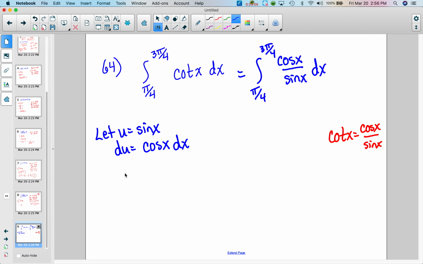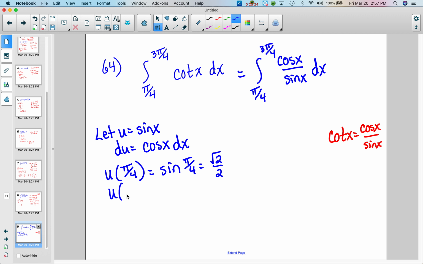And I'm going to find my new limits. So u of pi over 4. So we need to know what sine of pi over 4 is. You got to know these values because you would be expected to know this without a calculator. Remember, sine and cosine of pi over 4 are both the same. It's the square root of 2 over 2.